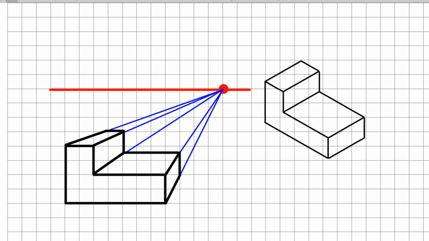But that's all there is with one-point perspective drawings. There's also 2- and 3-point perspective drawings that we'll address in another video.